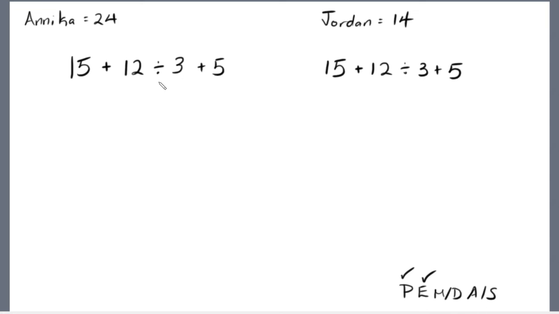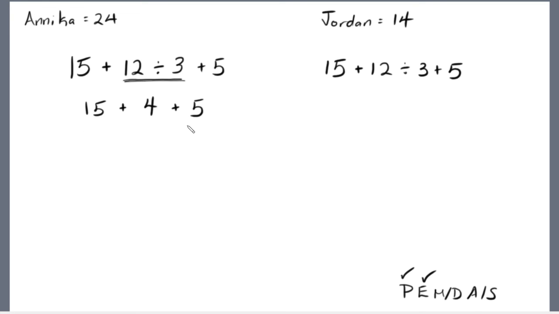Multiplication or division. There is multiplication or division. So I start from the left and I go to the right. No, 15 plus 12 is not multiplication. 12 divided by 3 is a division step. So I'm going to solve that right here. 12 divided by 3, and that's going to be 4. Which is going to leave us with 15 plus 4 plus 5.